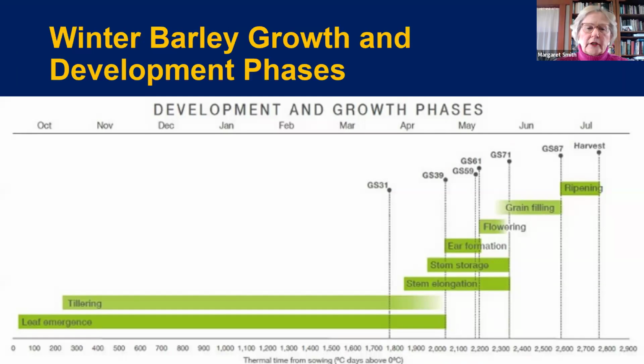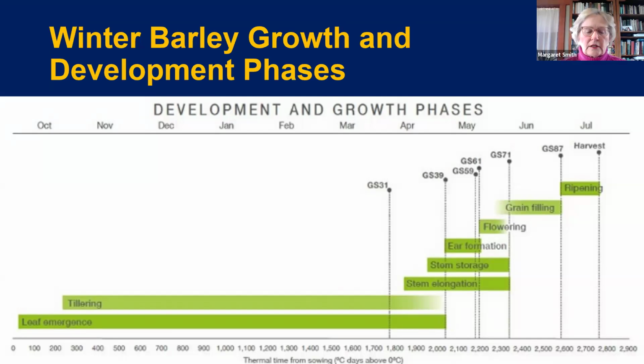So here's winter barley. And the growth stages, GS, are those vertical dotted lines you see on this graph. So they're numbered, and this is the Zadoks scale. Along the bottom is thermal time, so these are growing degree days, days above 0 degrees centigrade or 32 degrees Fahrenheit. But they're just the growth stages I've shown you before.